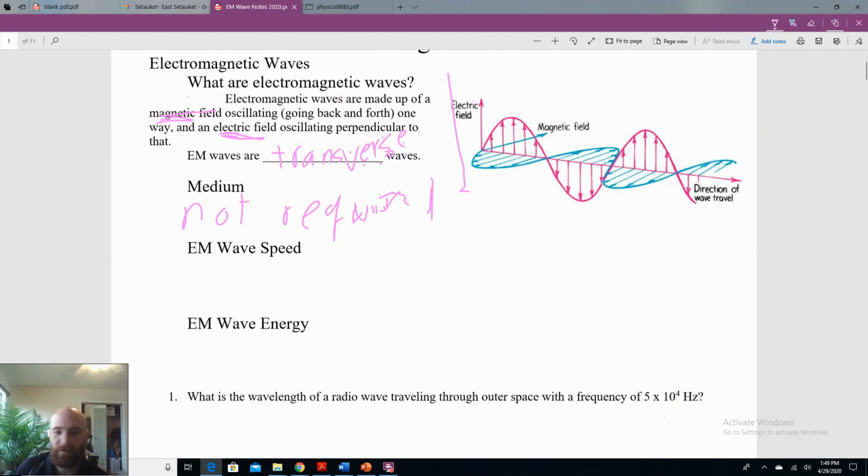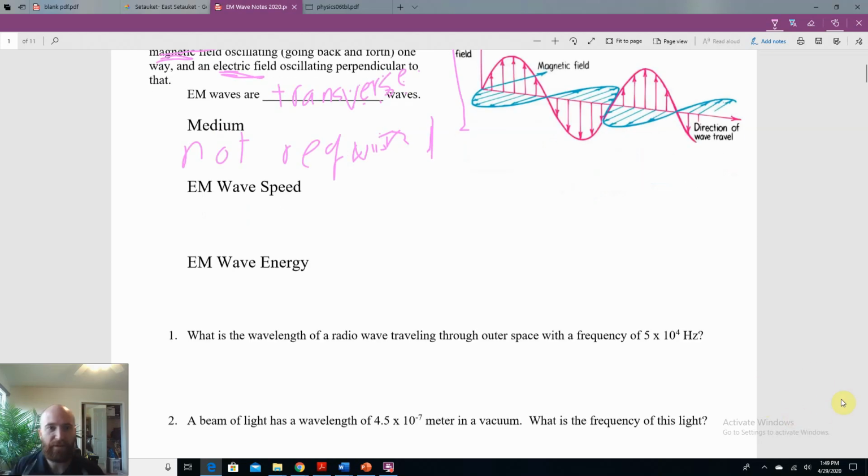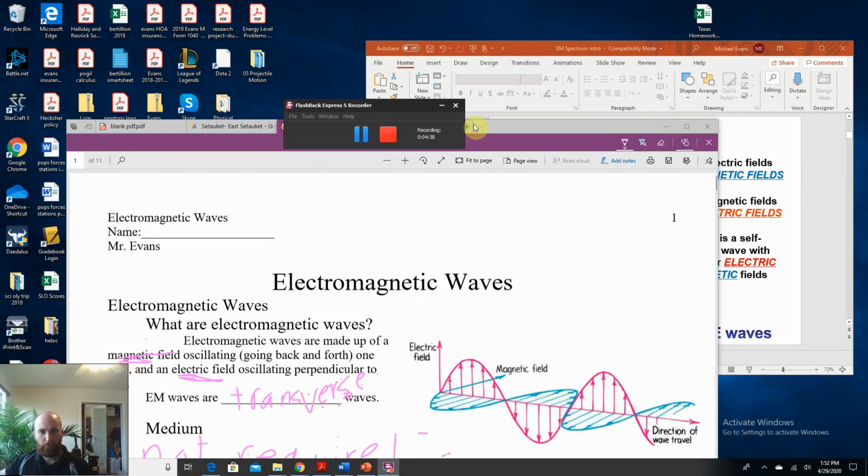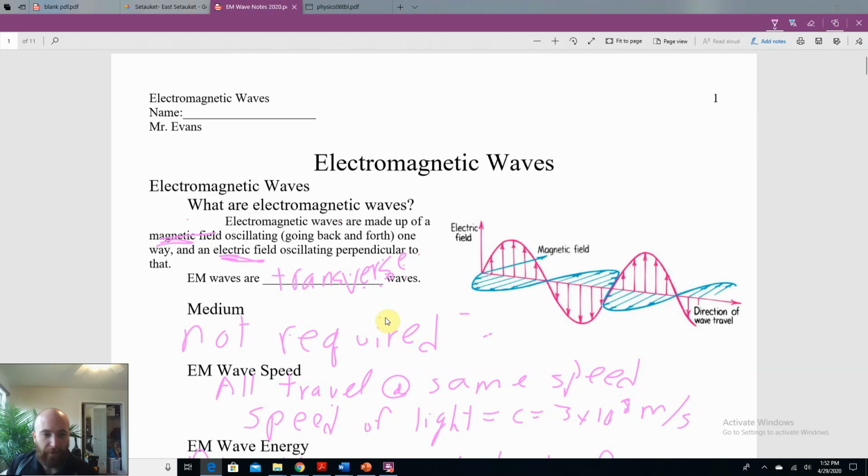That says not required. You can easily see that it says that. Oh, man, let's just get rid of this. Sorry. Alright, so I just kind of wrote it all out.